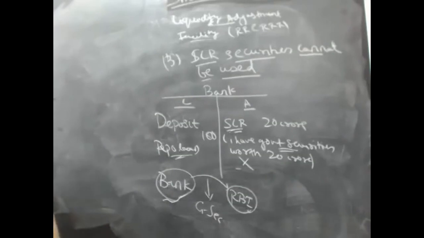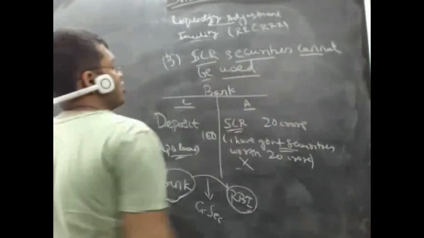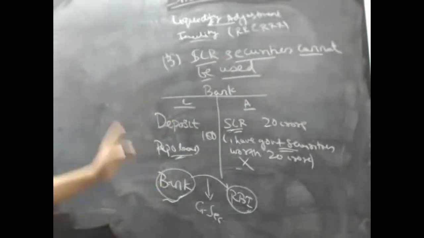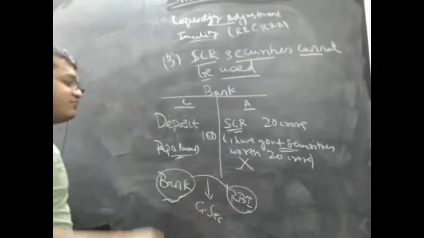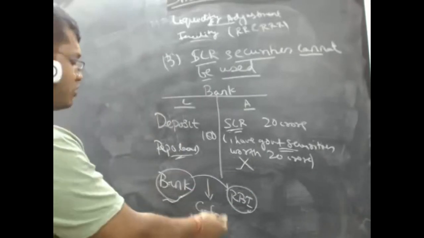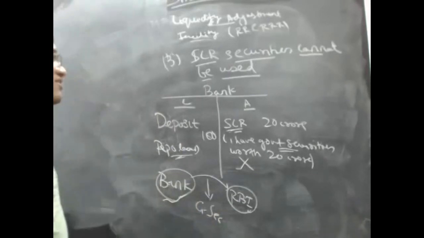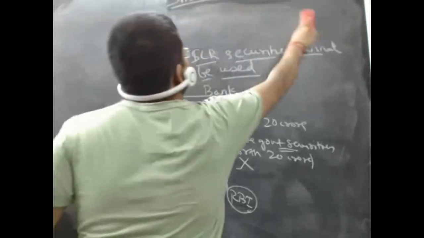Okay, so this is the significant point. When you read your books, they will simply mention that SLR securities cannot be used. This is the meaning: those government securities which have been purchased to meet the SLR requirement cannot be used as collateral when you want to take a loan from RBI. You need to give fresh collateral to the RBI. Okay. So our liquidity adjustment facility topic is over.